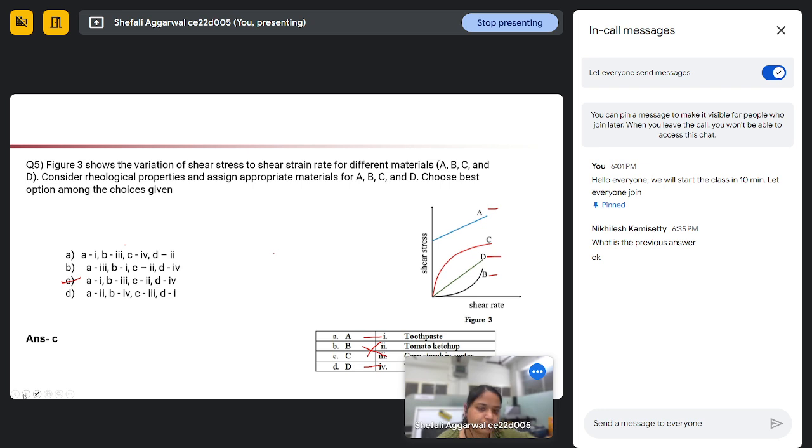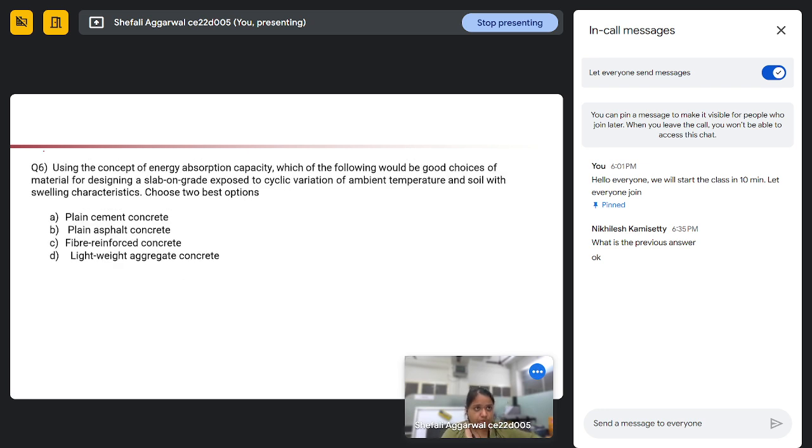Okay, we'll go to the next question then. Using the concept of energy absorption capacity, which of the following would be good choices of material for designing a slab on grade exposed to cyclic variation of ambient temperature and soil with swelling characteristics? Two options are correct.